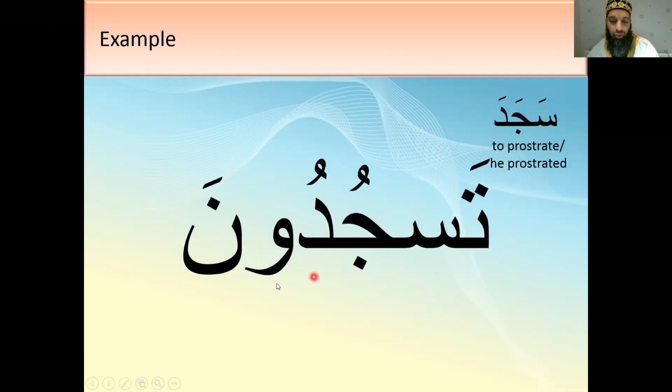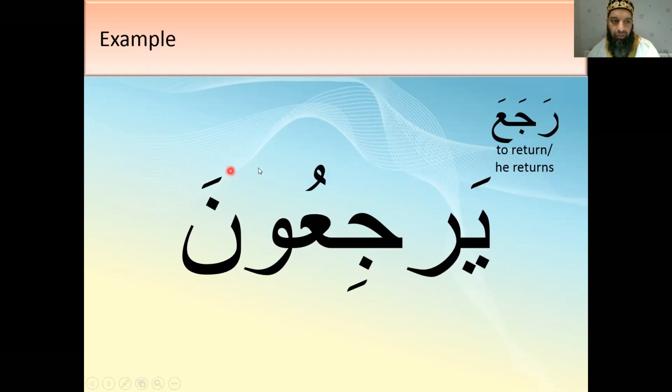Tasjuduna, you all prostrate, you all do sajda. Yasjuduna, they all prostrate. The main thing is this one is there, and this one is you. This one is third person, this one is second person. Ta is second person, ya is third person, the majority of the time.